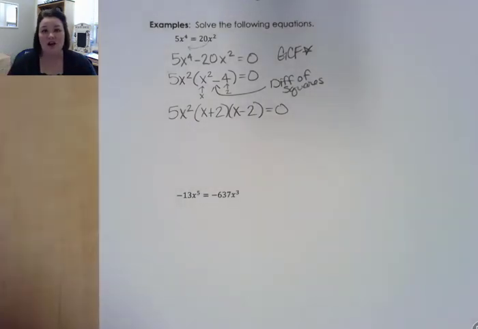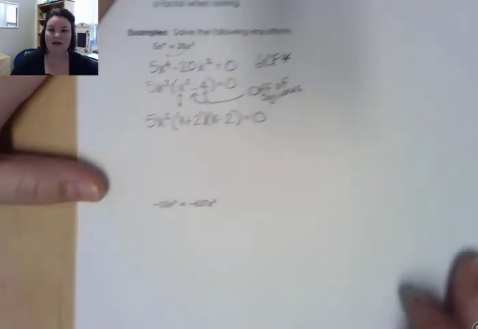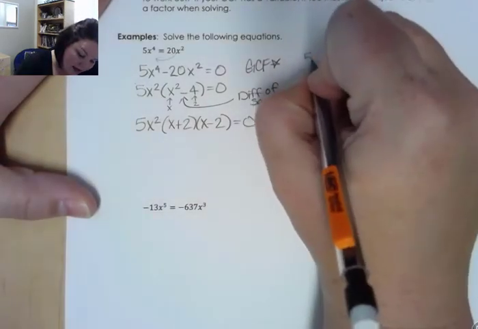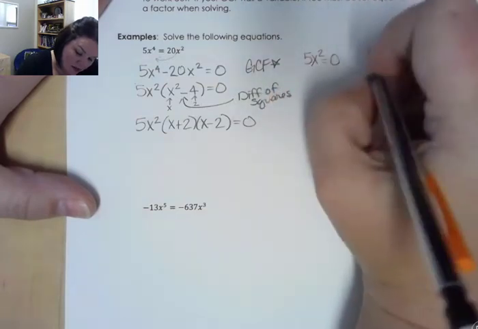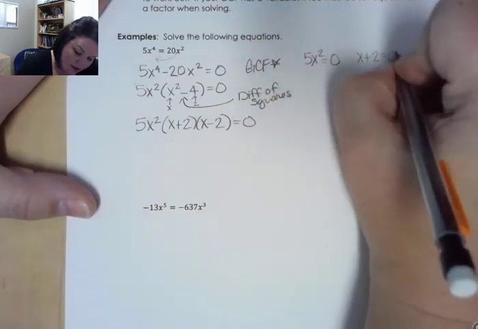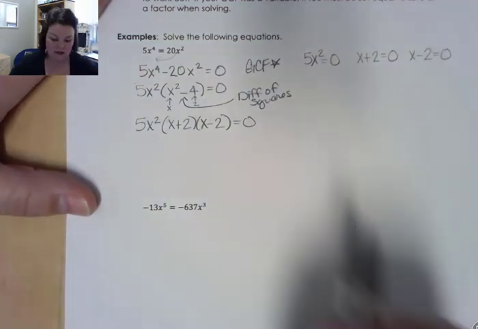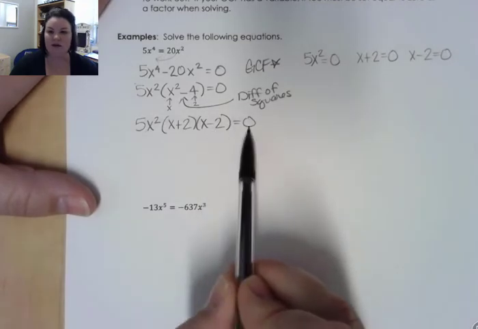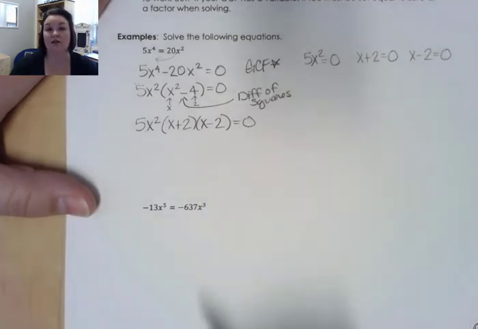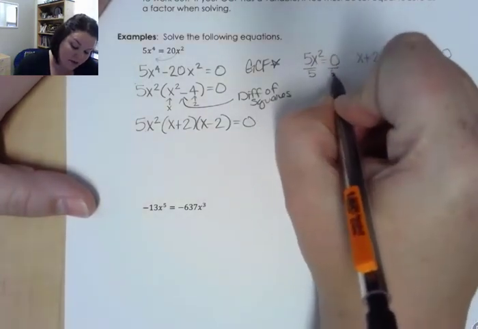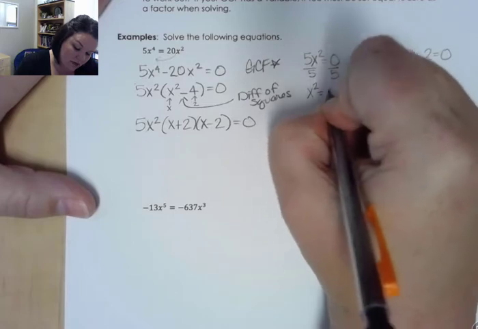So now I have it completely factored. Just like we did in our factoring section, we set each factor that has a variable equal to 0 so we can solve. So what this means is 5x squared equals 0, x plus 2 equals 0, or x minus 2 equals 0. I just took each of these factors and set them equal to 0 so I can solve each of these little miniature equations. On the first one I divide off my 5, so I have x squared equals 0.